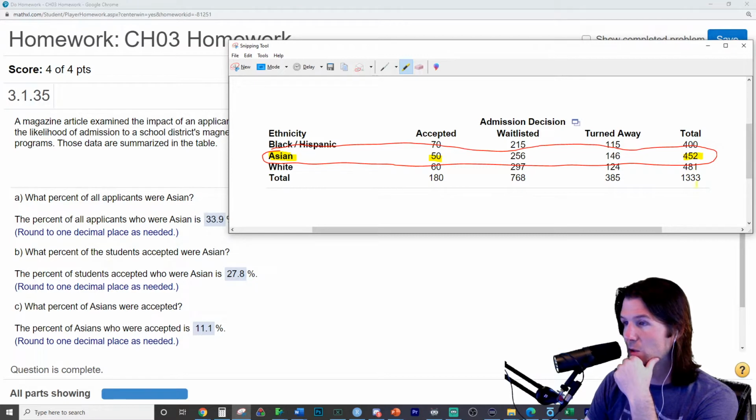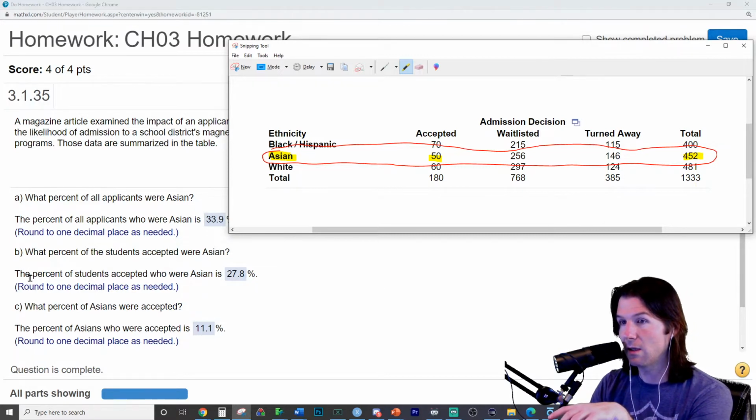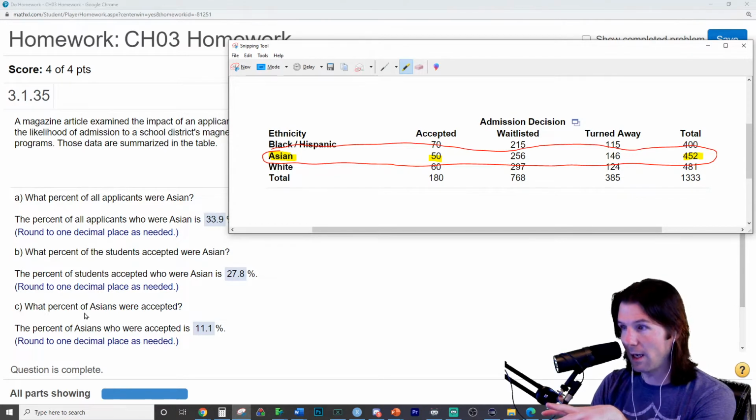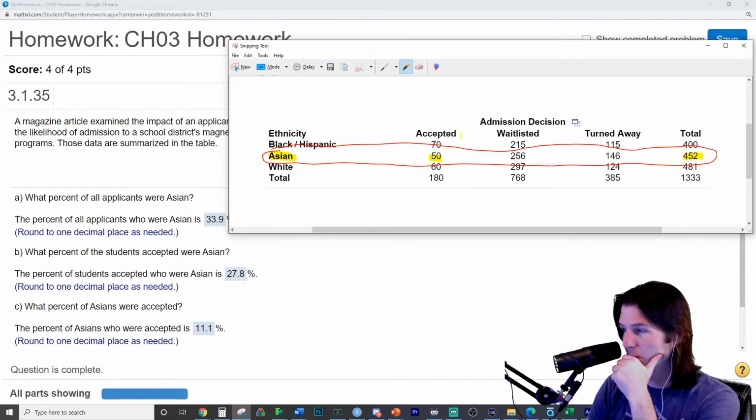Does that make sense? So they're switching the conditional on these. This one is the condition of being accepted, probability of being Asian. This one is the condition being Asian, probability of being accepted. And this is what it looks like to say, given someone is Asian. So for all Asian students, what's the probability they were accepted? Does that make sense, Miranda? It like switches the, yeah.